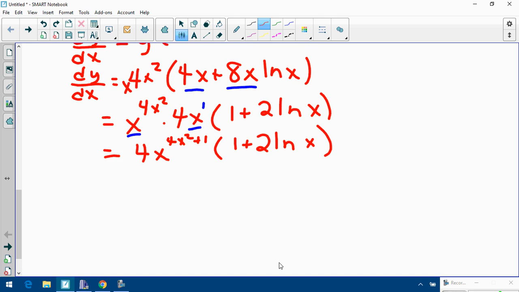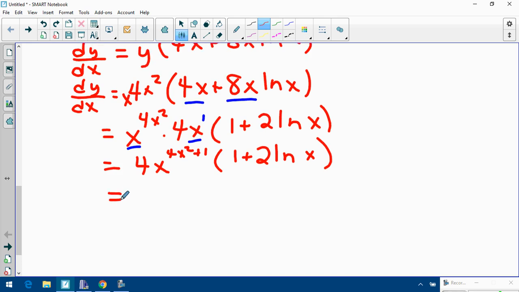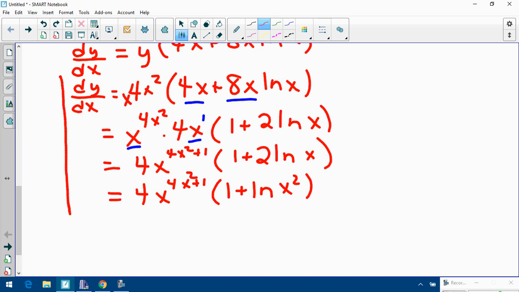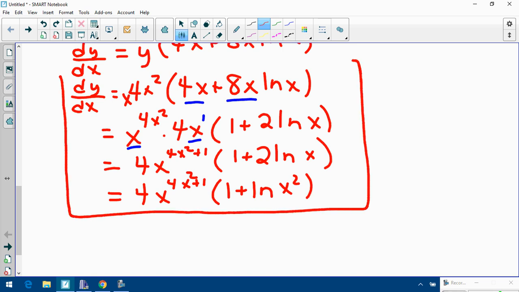And if they wanted to get real crazy, they could also just say that this is 4x^(4x^2 + 1) times (1 + ln x)^2. So I take you through all that just to show you all the different ways that they could write this answer. So there's lots of options. Any of them are acceptable, but just be able to recognize them if it's multiple choice.